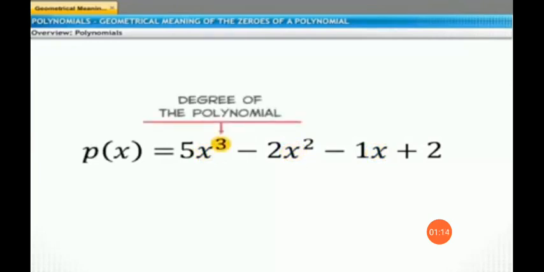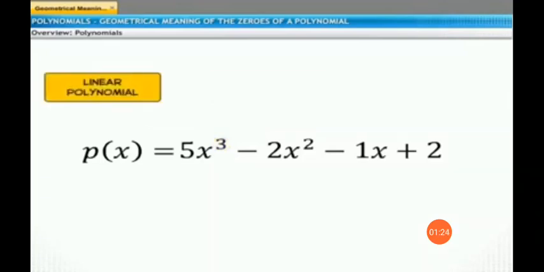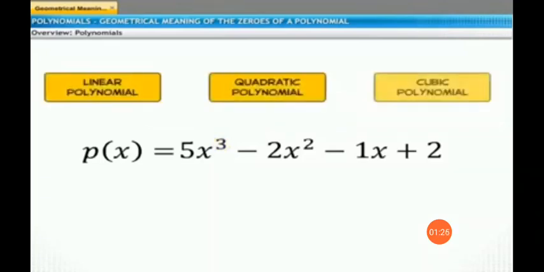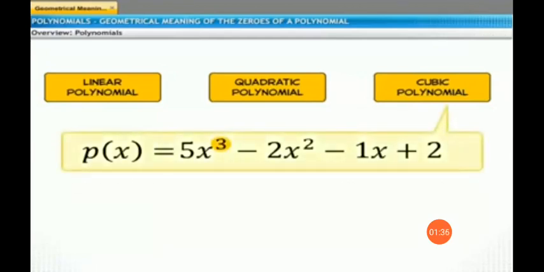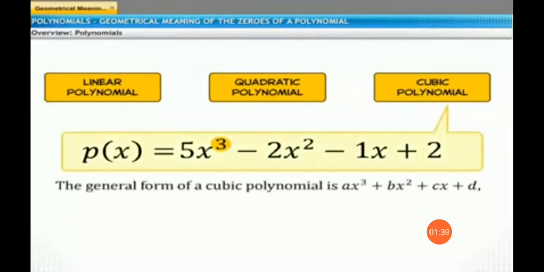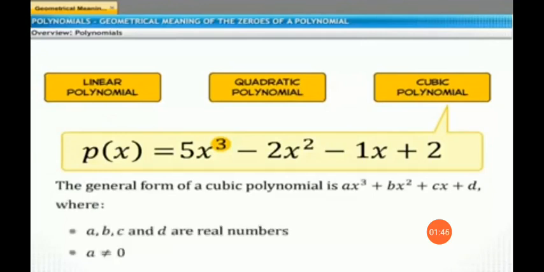The highest power of the variable is known as the degree of the polynomial. On the basis of degree, polynomials are divided into three types: linear, quadratic and cubic polynomial. This polynomial has degree 3, so it is a cubic polynomial. The general form of a cubic polynomial is ax cubed plus bx squared plus cx plus d, where a, b, c and d are real numbers and a is not equal to 0.